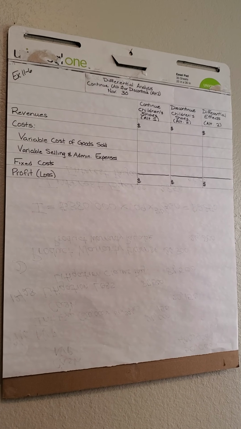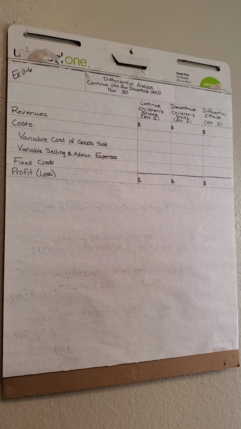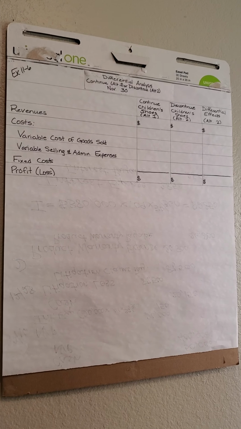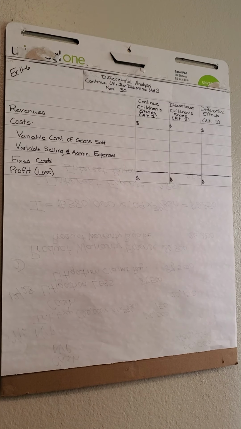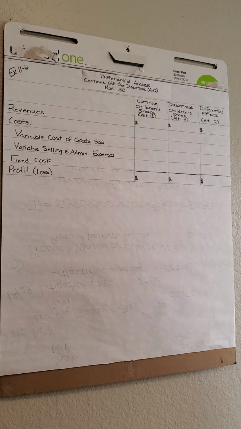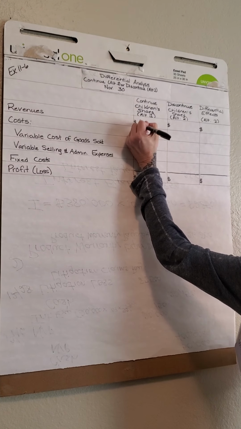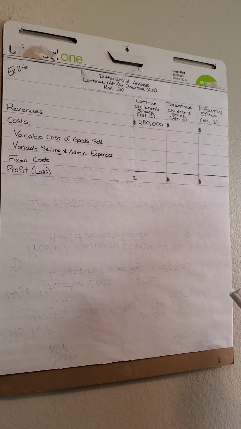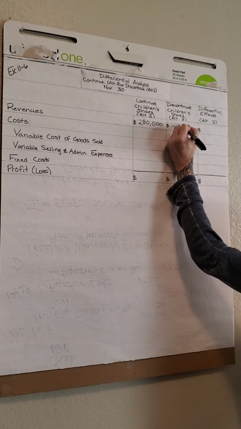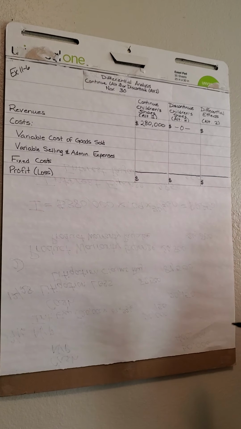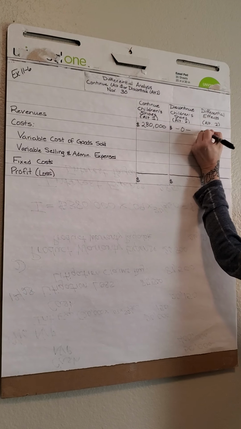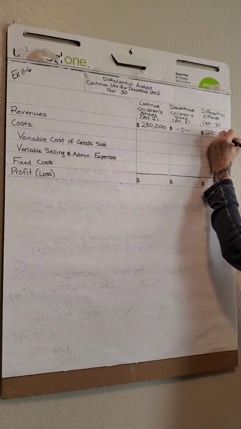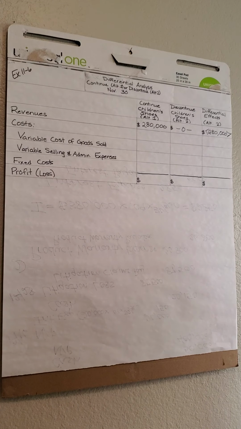So if we're looking at this to discontinue the shoe line, we really want to look at the amounts associated with the shoes. So if we're looking at revenues and we look at the shoe line, the problem shows us that children's shoes actually has revenues of $280,000 per year. So if we discontinue the children's shoes, we will not have that revenue. So the differential between the two is a loss of revenue of $280,000.